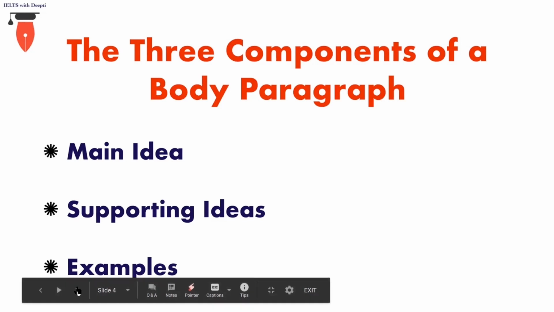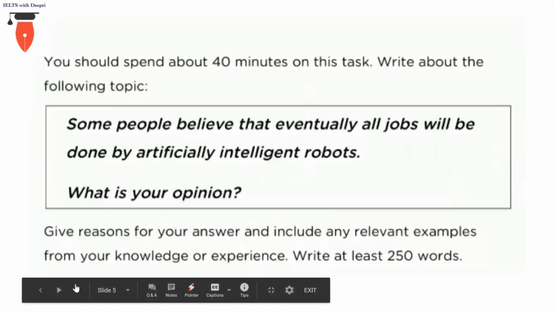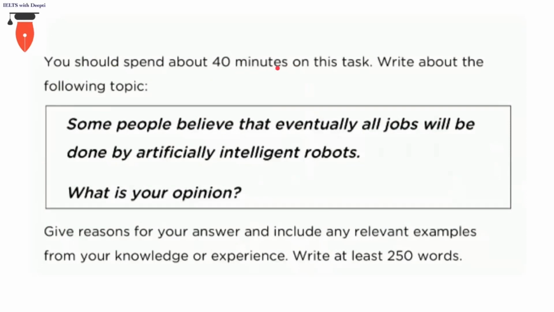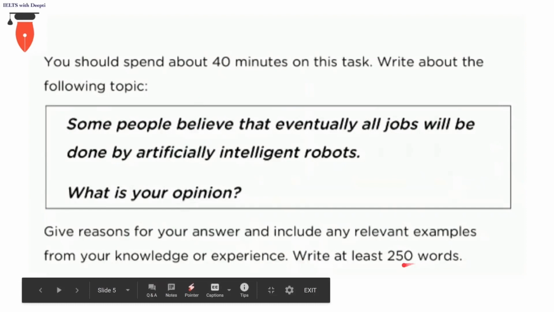Now let us understand how we write the main idea and the supporting ideas. Before that, let's look at this topic. Now we all know that we need to spend 40 minutes on writing task 2, which is the essay, and the minimum word limit is 250 words. You can write more than that. There is no maximum limit.